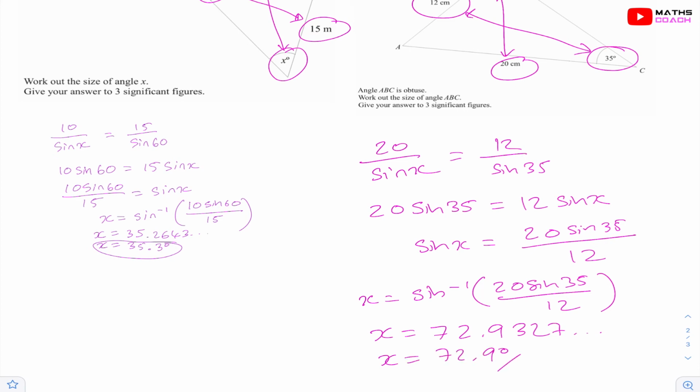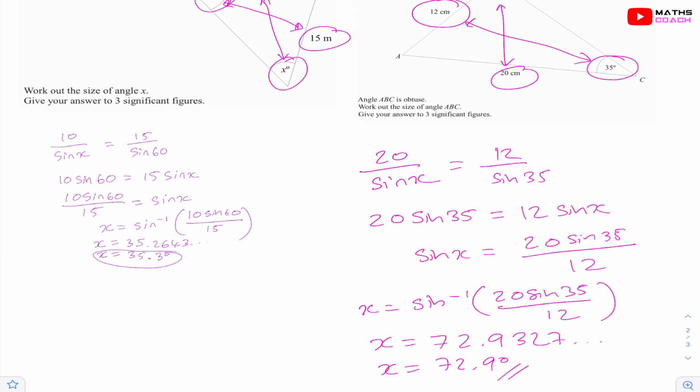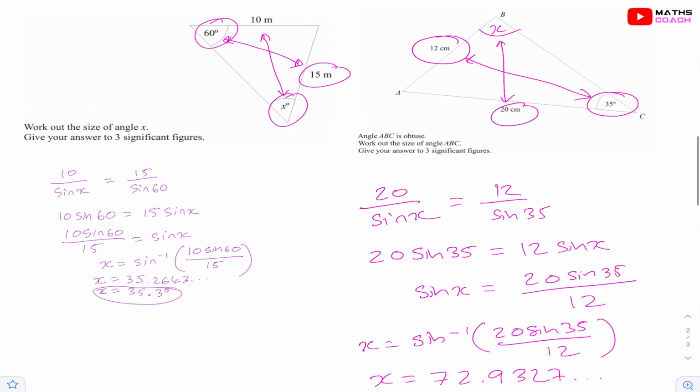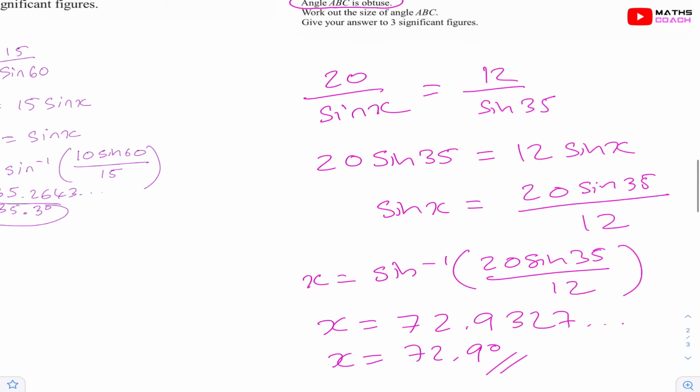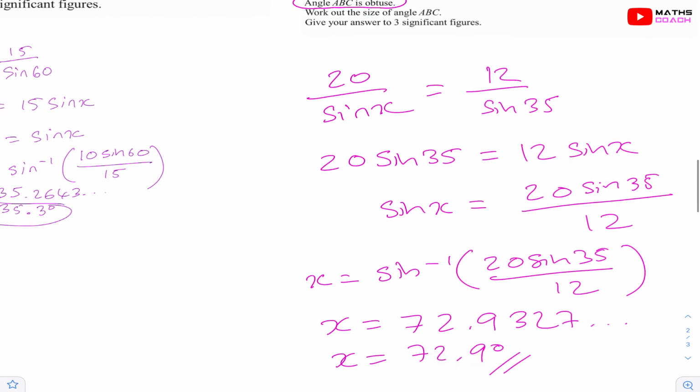72.9 degrees. Now 72.9 degrees is not the answer that the question requires, because if you go back to the question, it says that the angle ABC is obtuse, and as you know, that obtuse means greater than 90 degrees, and this value here is less than 90 degrees. So how do we find the other value?